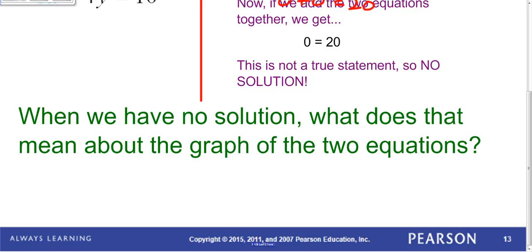So my question is, what does that mean about the graph? Well, if there's no solution, that means there's no place that the lines intersect. And so if there's no place that the lines intersect, then they have to be parallel lines. Okay? So that's what that means.